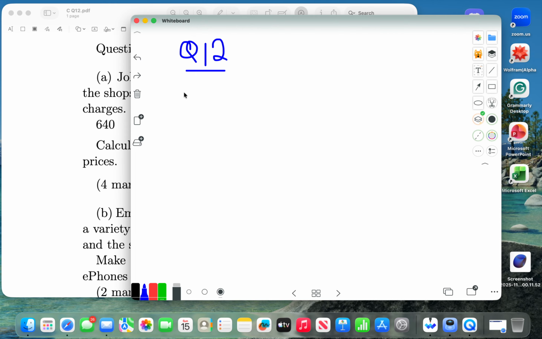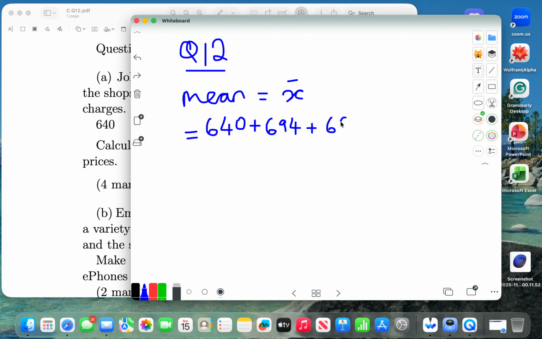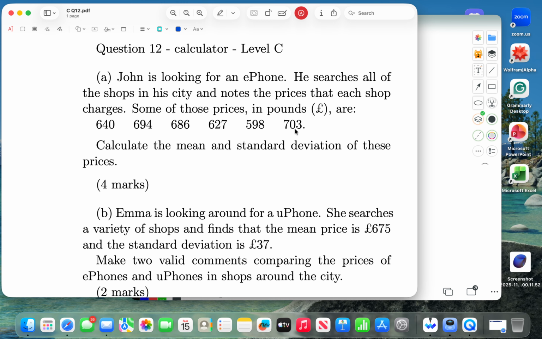So the first thing we want to do is find the mean. The mean of a sample, we're going to denote as x with a bar on top. We want to add up all of the values and divide by the number of values. So we add them all up: 640, 694, 686, plus 627, plus 598, plus 703.